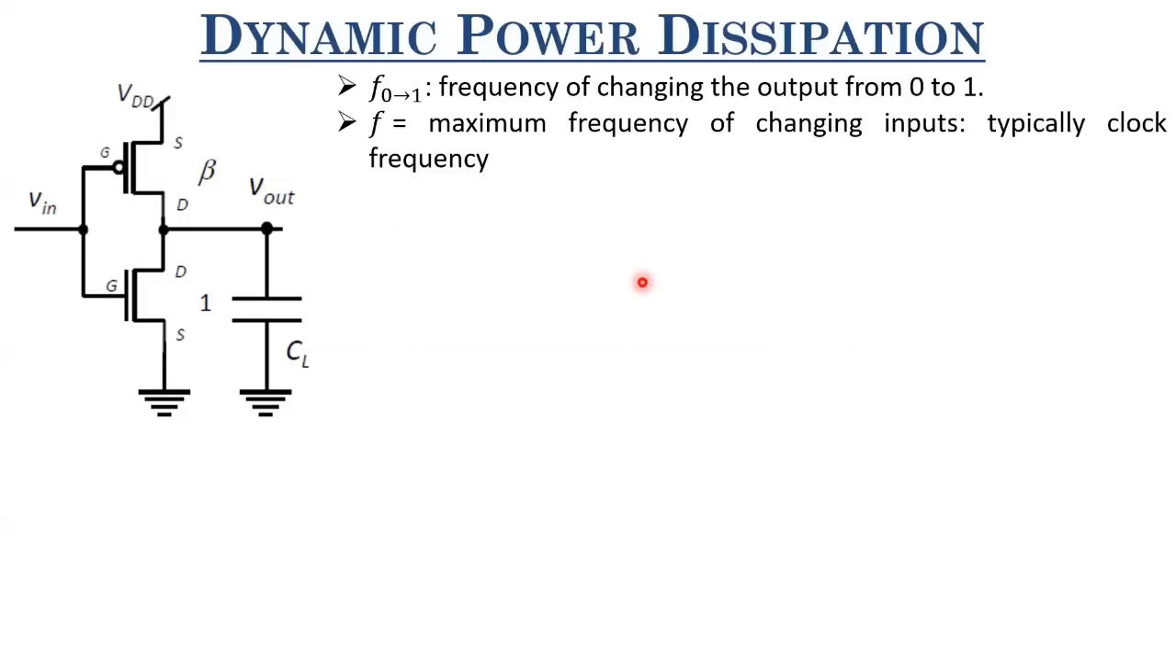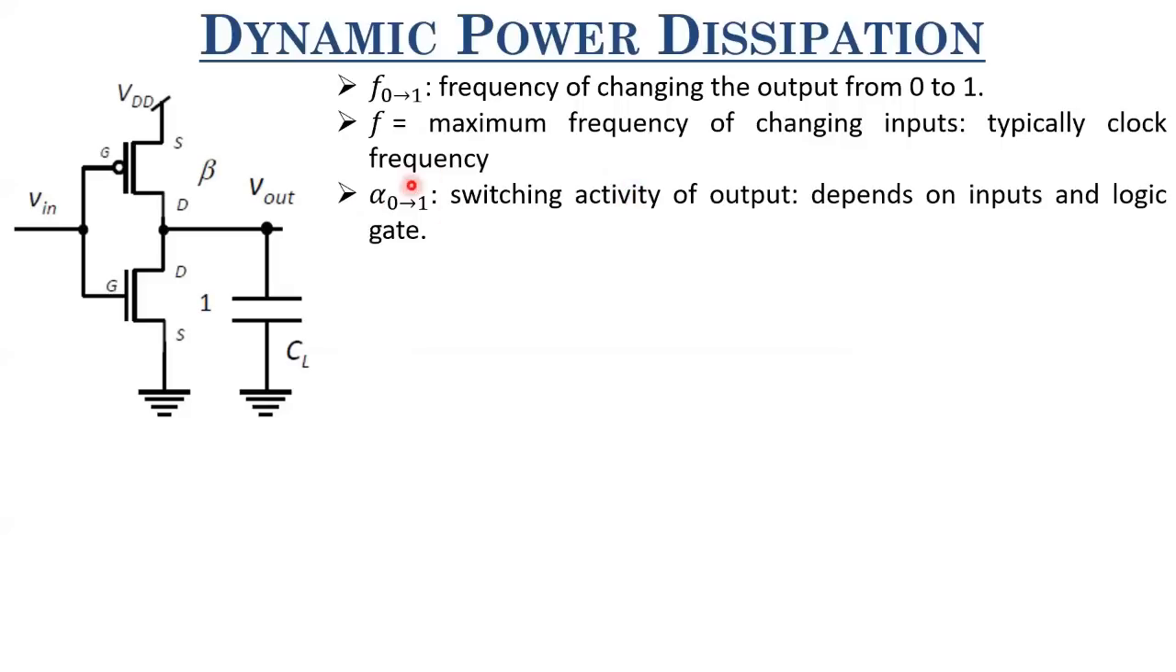Then if F is the maximum frequency of changing inputs, which is ideally synchronized with the clock frequency, then F0 to 1 can be simply given by alpha 0 to 1 into F, where alpha 0 to 1 is the switching activity of the output. And that is the probability of the output going from 0 to 1. That depends upon the inputs being applied, how statistically independent they are, and also on the type of logic gate, whether it is a NAND or NOR or an inverter.